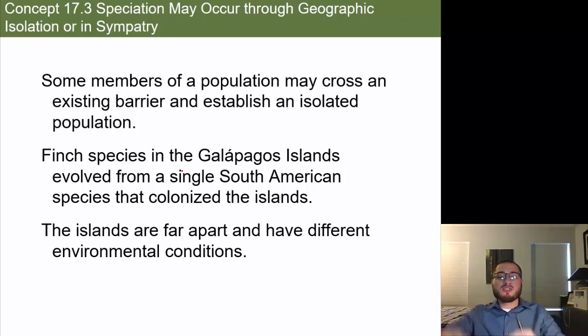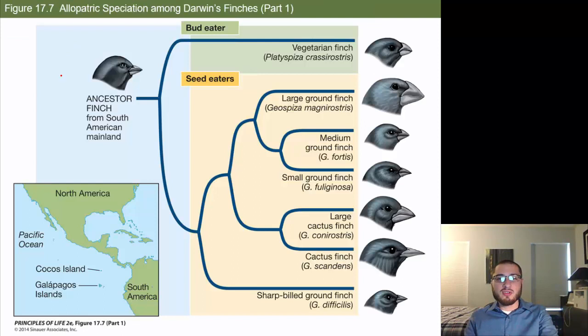They start living on those different islands, and the different stresses of the different islands start to make them evolve and separate into different species. The islands of this archipelago are far apart and have different environmental conditions. So you have this root. This is our ancestor finch. It then branched off, and then from there they branched off, another speciation event, and another, until these are all different species.